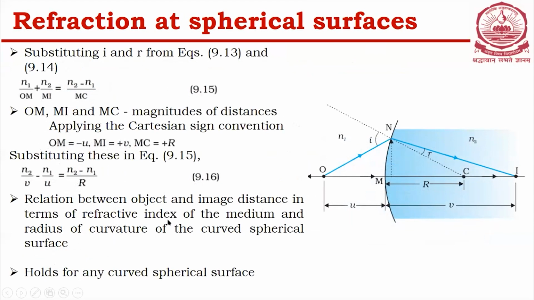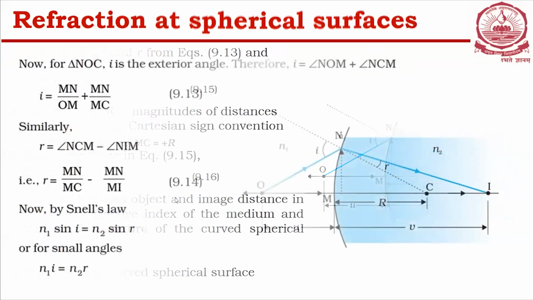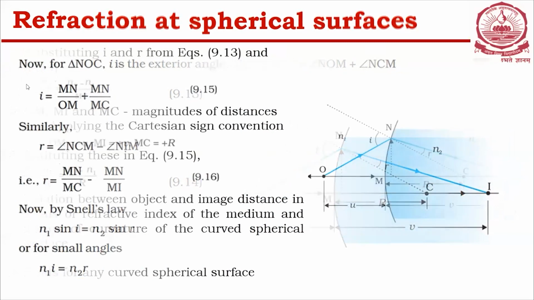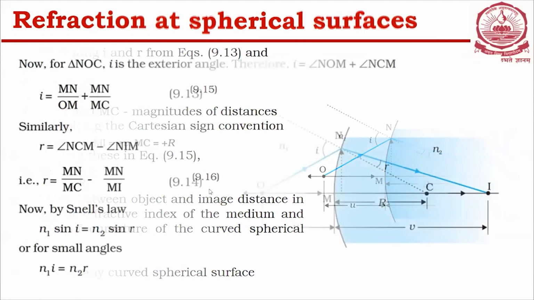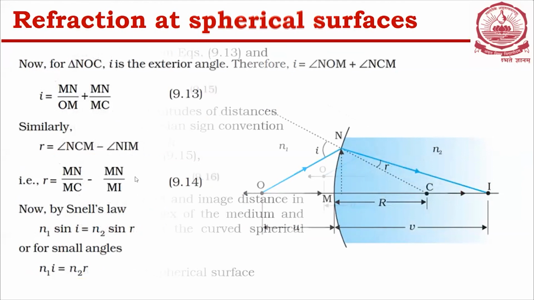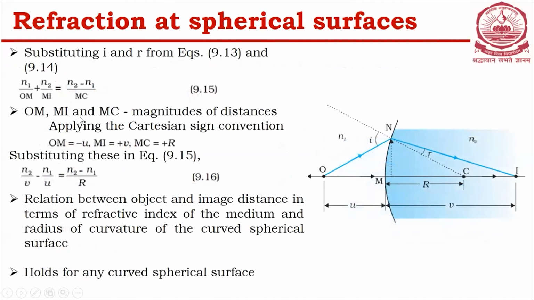This is equation 9.14. After substituting these two equations, I can write N1 by OM plus N2 by MI, and that should be equal to N2 minus N1 by MC. That's just mere substitution and rearranging, I am not doing anything else. I get this equation. Here OM, MI, and MC are magnitudes of distances, and of course I have to apply the sign convention which I said earlier.